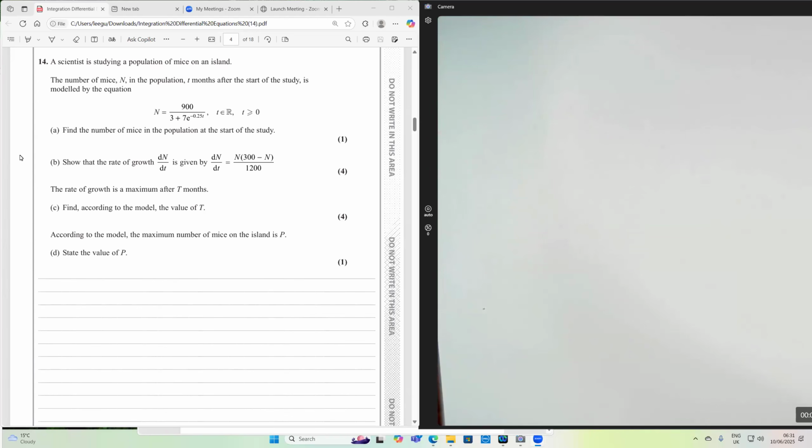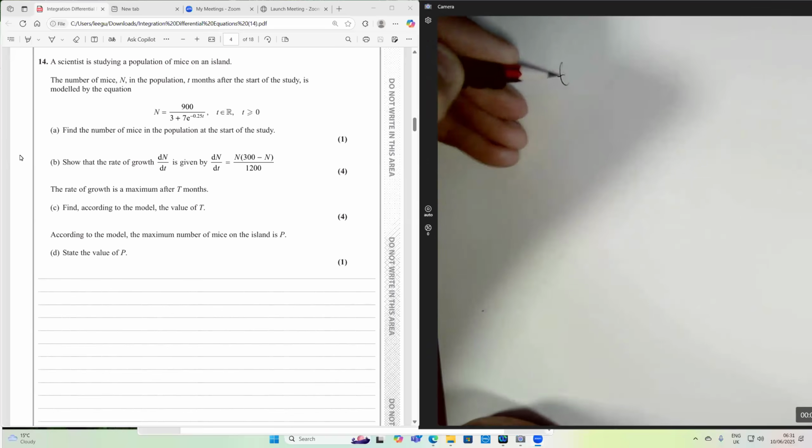A scientist is studying the population of mice on an island. They love these islands in Edexcel, especially in further maths, like bear and fish on the island, and oh my goodness, another island, here we go. The number of mice n in the population t months after the start of the study is modeled by that equation. Find the number of mice in the population at the start of the study.